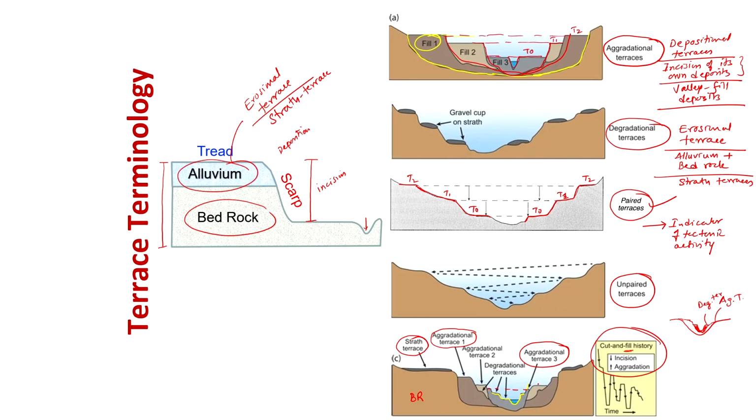And that is what has been shown here. So this portion was filled up, and then incision took place. So this was a gradational terrace. But with further incision, this one here is your degradational terrace.